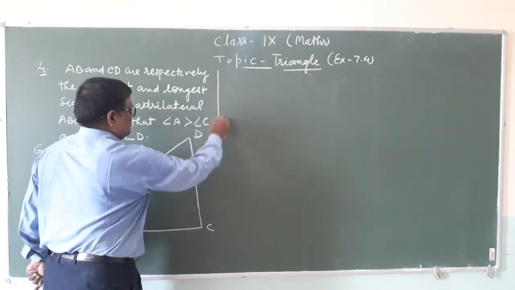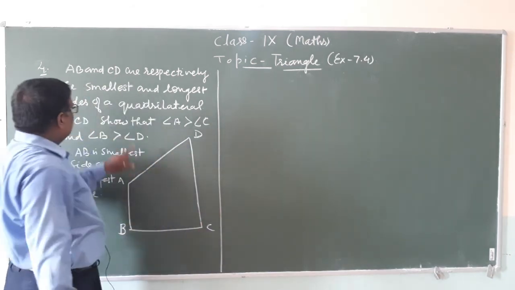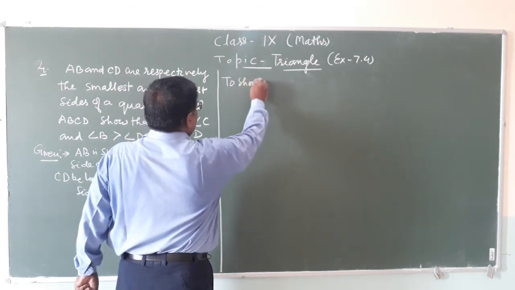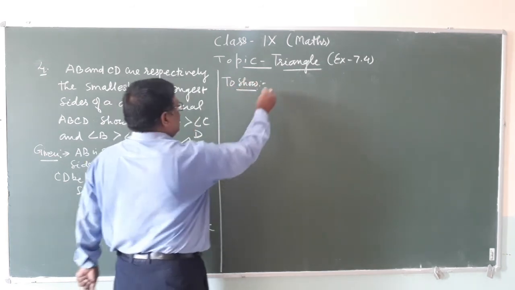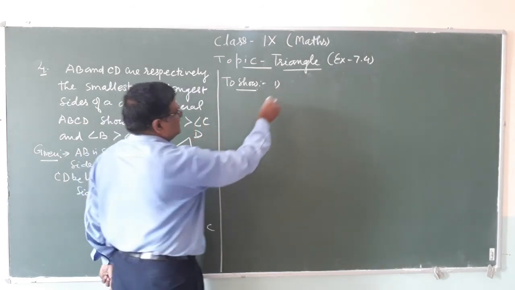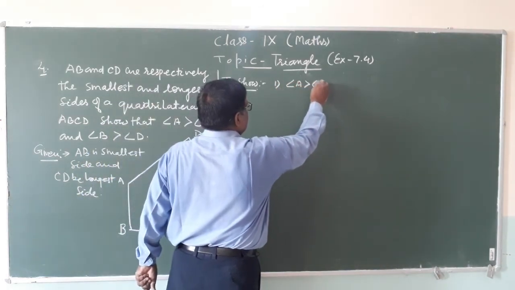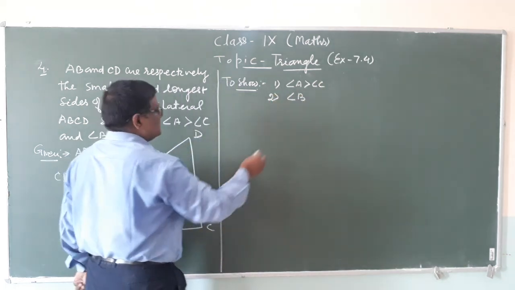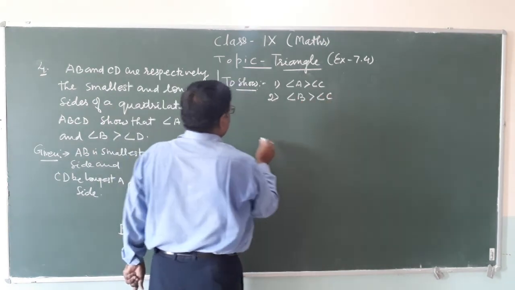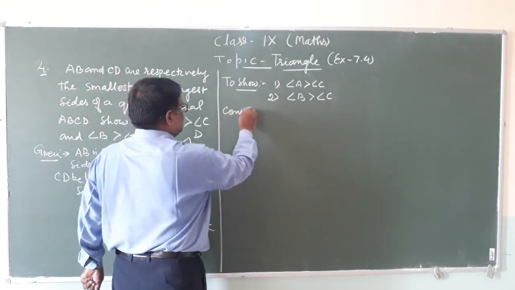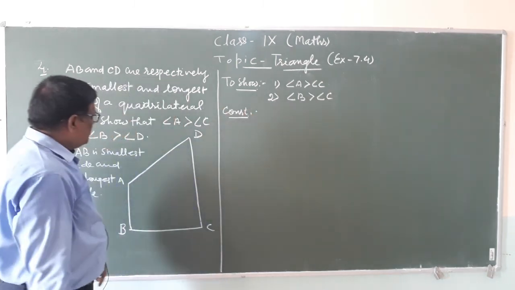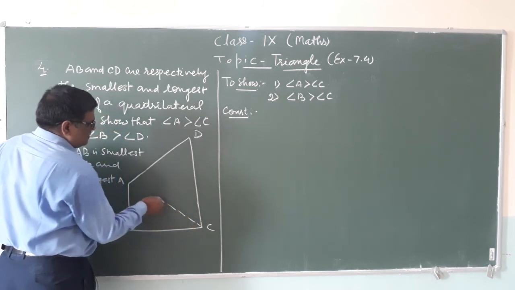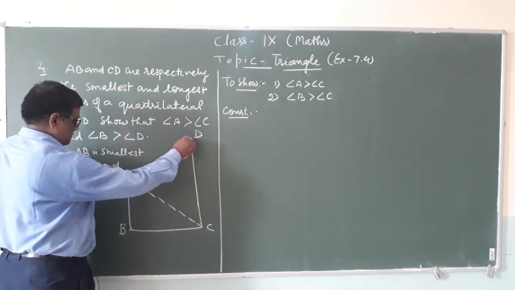Now our proof is, to show, or we have to write to prove. First, angle A is greater than angle C, and second, angle B is greater than angle D. One small construction in this figure, join AC and BD.